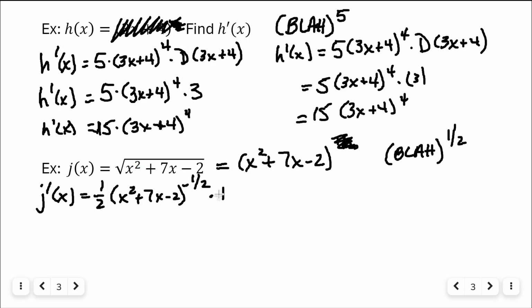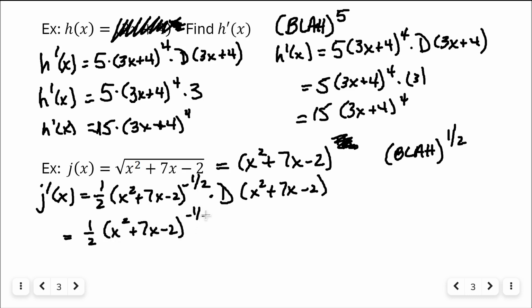What's left inside to derive? Well, inside, there's still an x squared plus 7x minus 2 to derive. So I'm going to have to derive that. Bring everything else down again. We're not doing anything with it for now. The derivative of x squared plus 7x minus 2 is 2x plus 7. The derivative of 2 is 0. Okay. Now come up here. I just derived x squared plus 7x minus 2. Cross this out. There's nothing left to derive. We've derived everything. Okay, so we're done deriving.